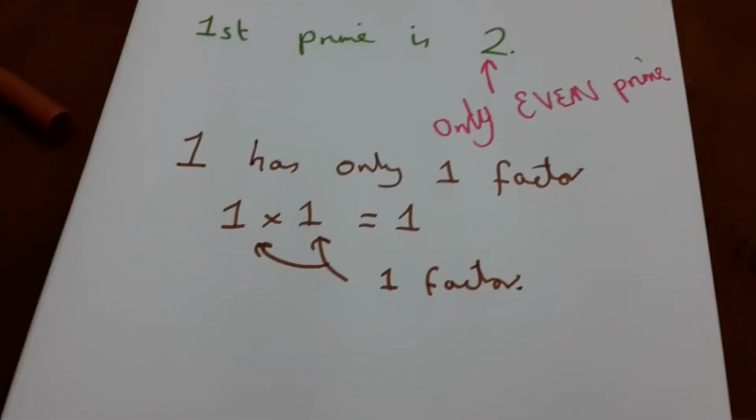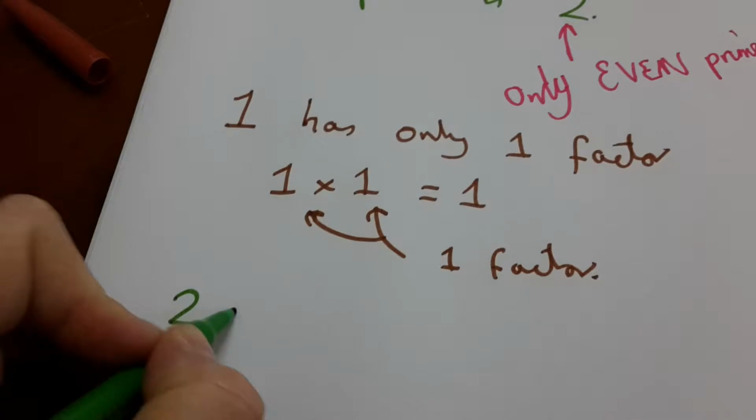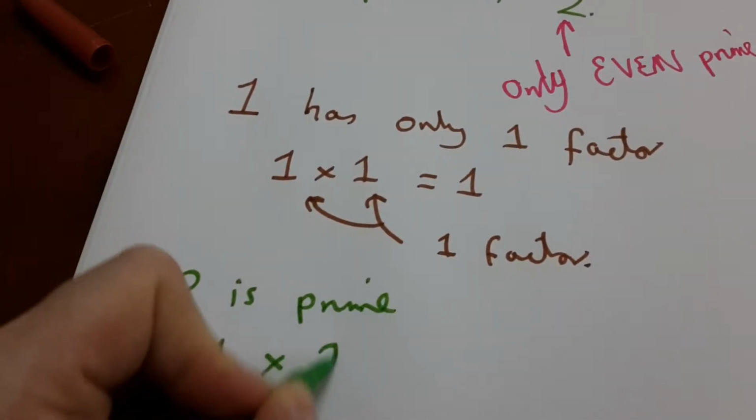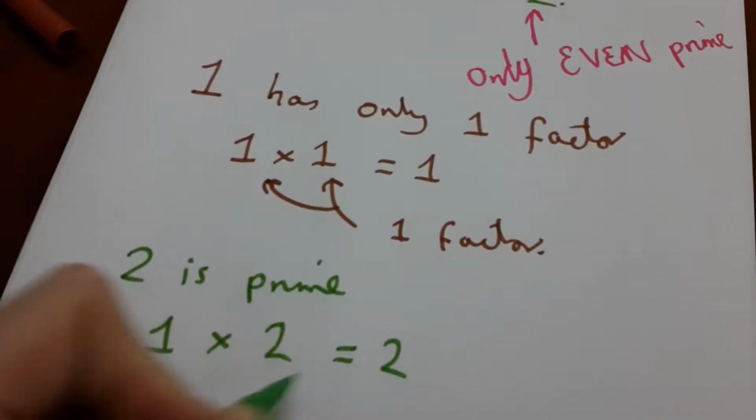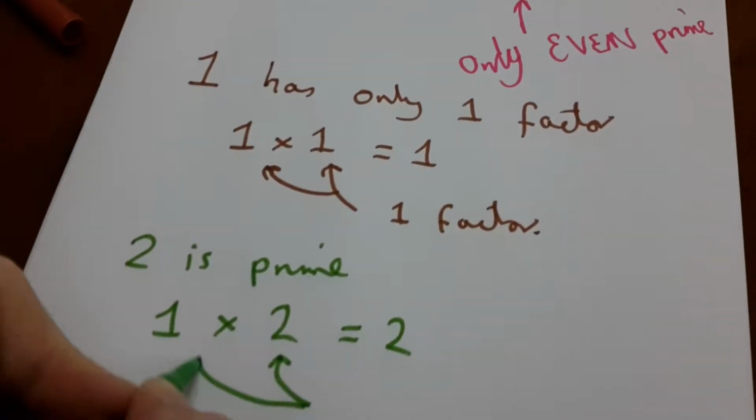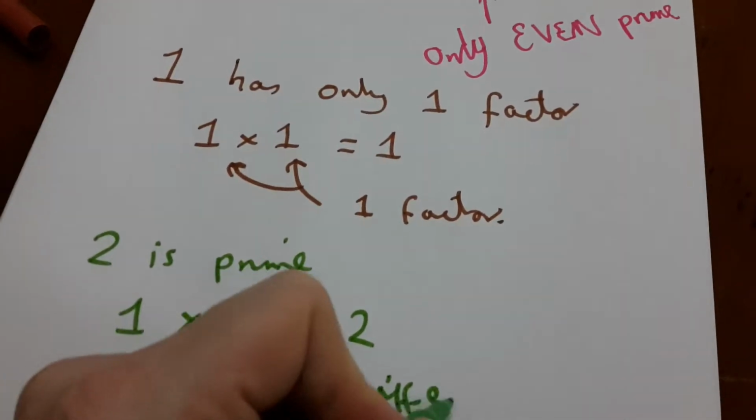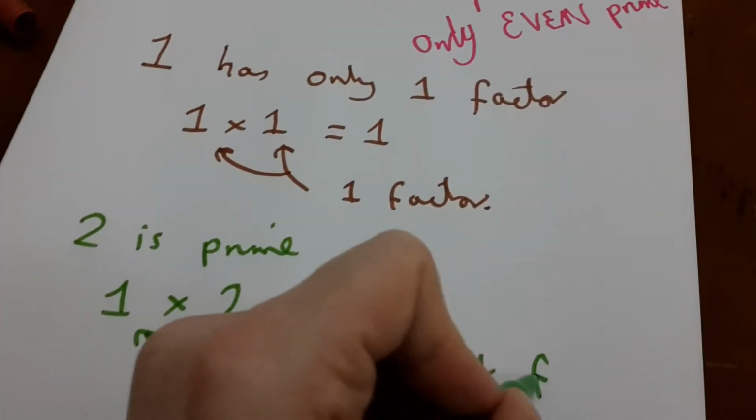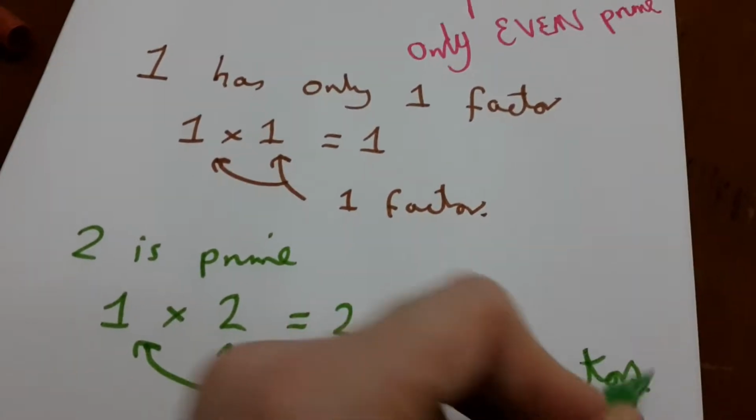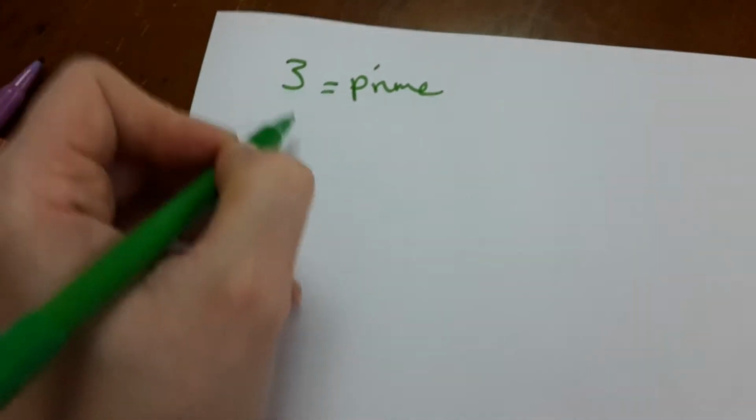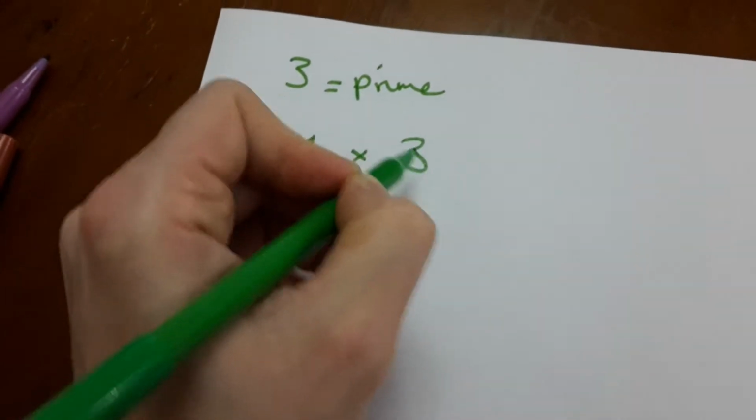Whereas 2 is prime because 2 is made up of 1 times 2, so it has 2 different factors. Three is prime because 3 is made up of only 2 factors.